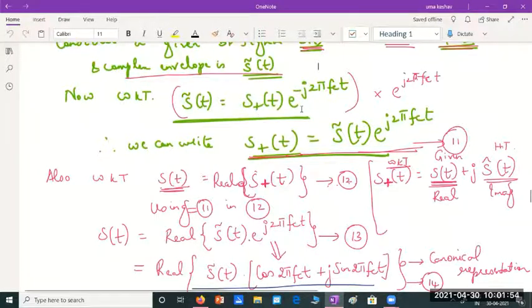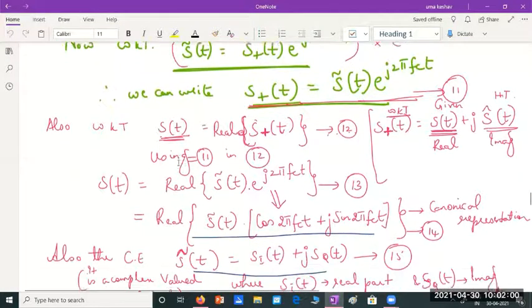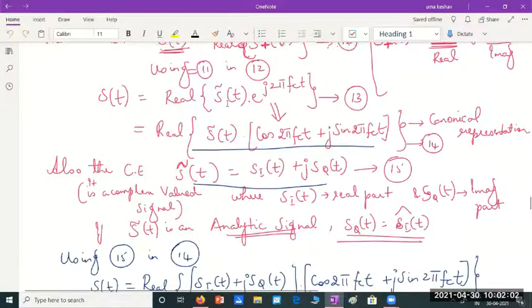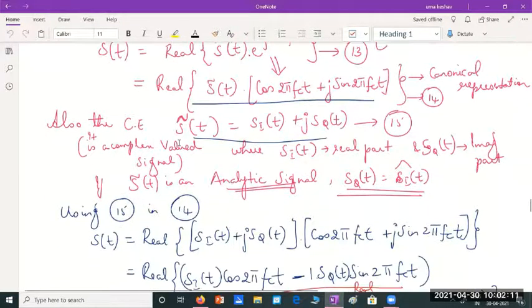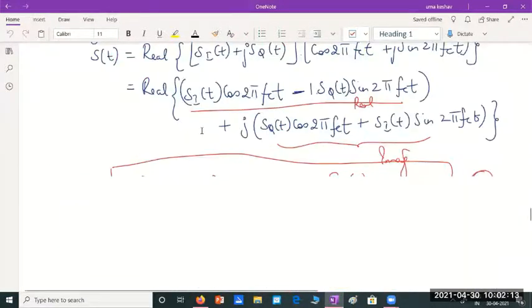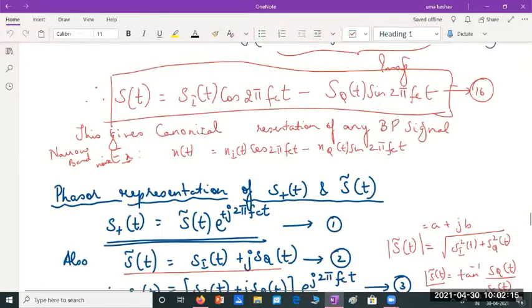represented in terms of the pre-envelope, and then we tried to rewrite the pre-envelope in terms of the complex envelope. We substituted for the complex envelope as well as for e power j theta using Euler's identity, and then we could simplify to this form. We could show that the given signal S of t represents a bandpass signal.